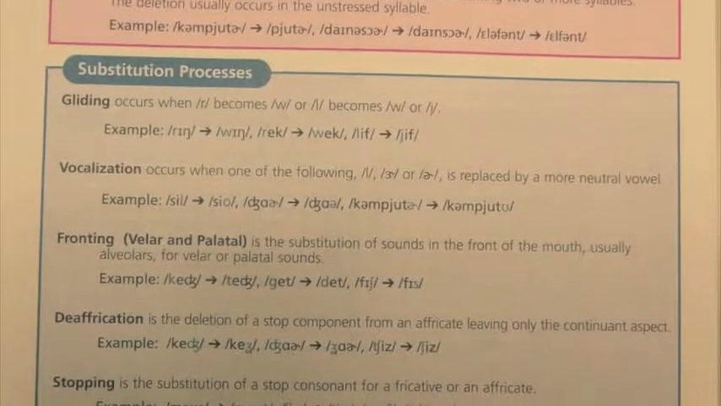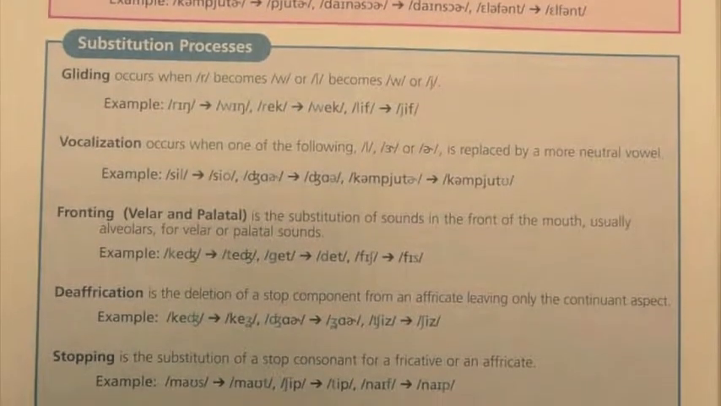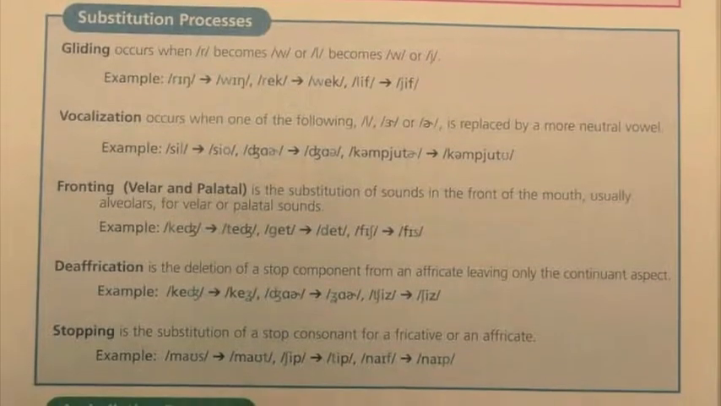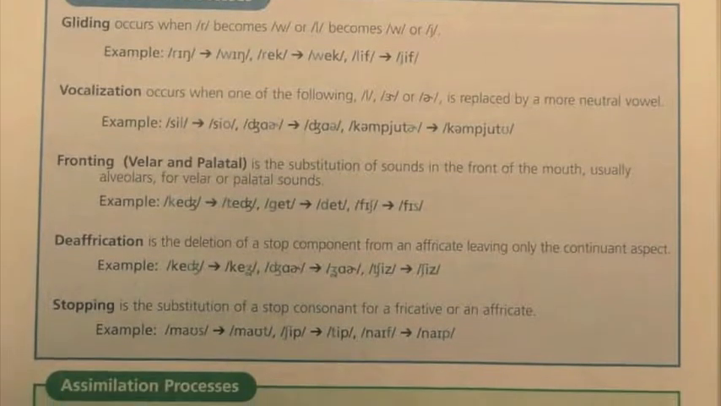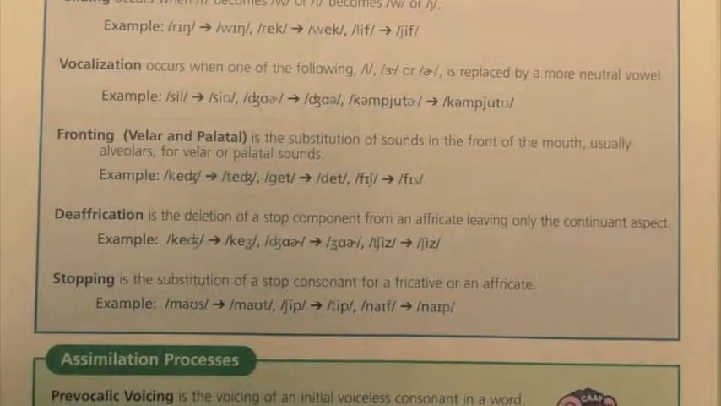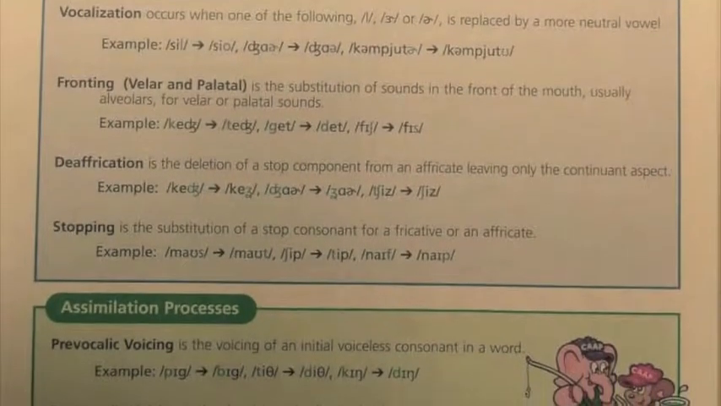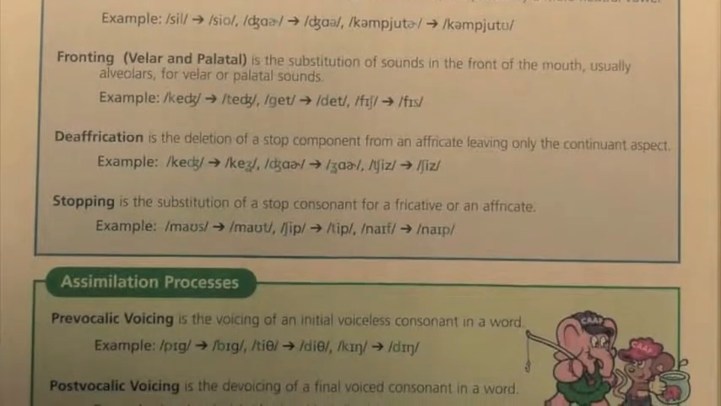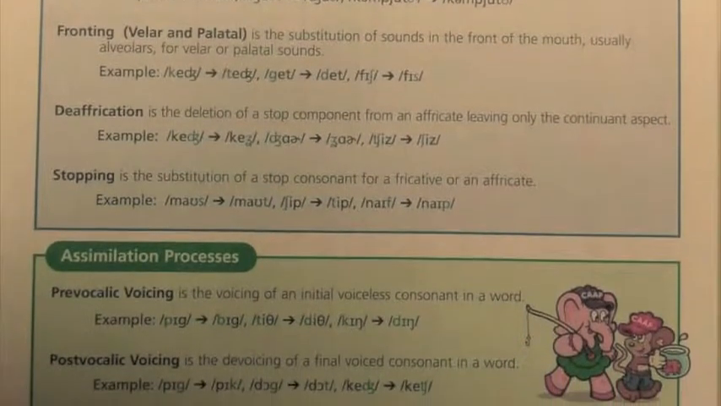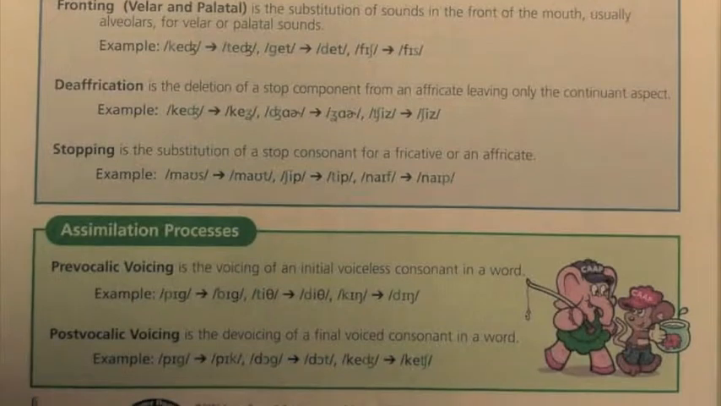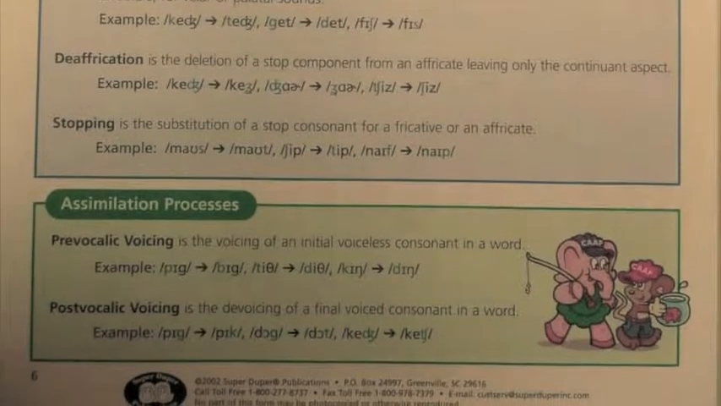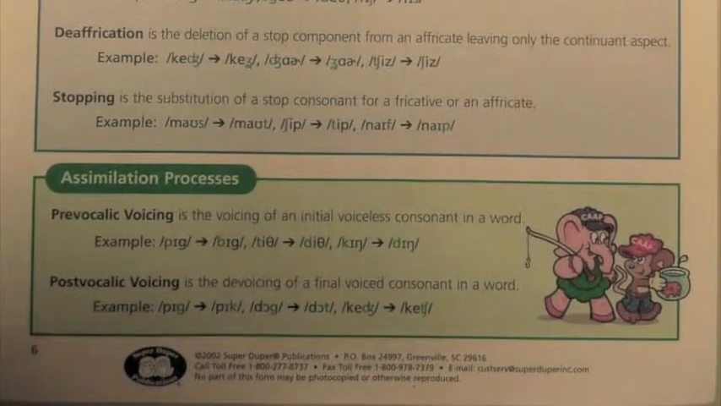The phonological processes tested are cluster reduction, final consonant deletion, syllable reduction, substitution processes, gliding, vocalization, fronting, deaffrication, stopping, prevocalic voicing, and postvocalic voicing. The 2 checklists evaluate the same phonological processes. Clinicians decide whether to use checklist 1 or 2 based on the severity of the client's phonological disorder.